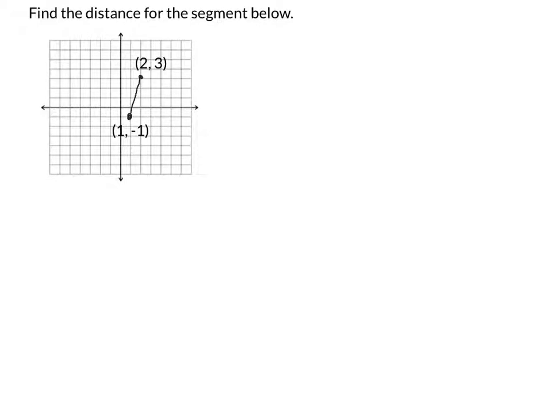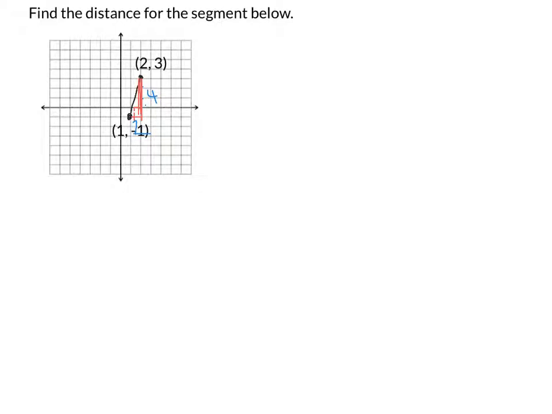Now, one method we could use in order to find the distance here is to create a right triangle. So from (1, -1), I've drawn a horizontal segment over, and then I'm going to draw a vertical line up from there. And I've created a right triangle. Now, the base of this right triangle has a length of 1 unit, and the height of this triangle has a length of 1, 2, 3, 4 units. And knowing the Pythagorean theorem, that helps us find the hypotenuse, which would be the length of that segment.